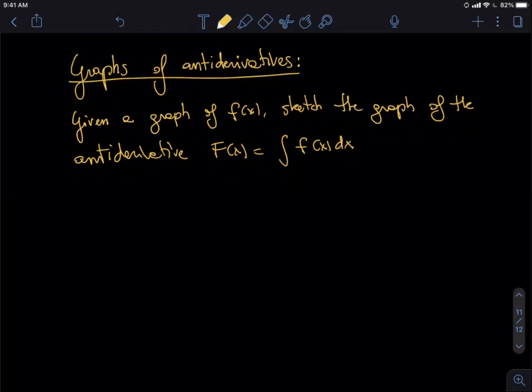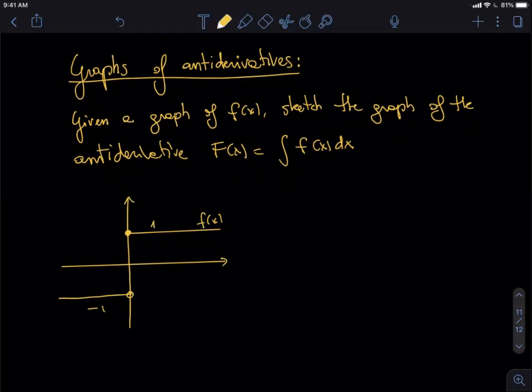So let's start with some examples. We can have, for instance, a jump function. Okay, that is 1 on the right and -1 on the left. Okay, so this would be our f of x.